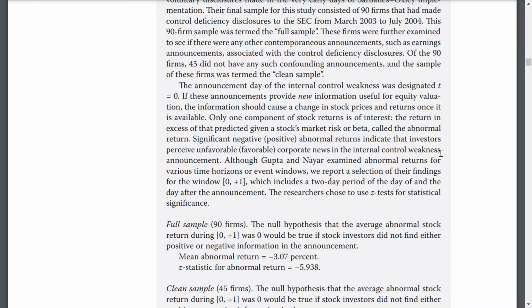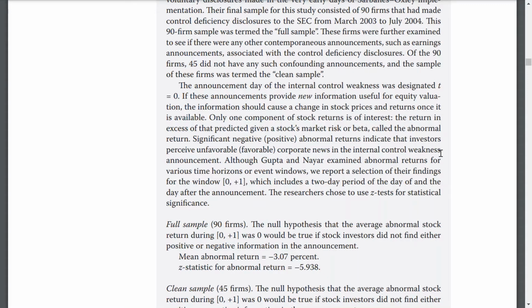This is called abnormal return. Significant negative or positive abnormal returns indicate that investors perceive unfavorable or favorable corporate news in the internal control weakness announcement. Although Gupta and Nayar examined abnormal returns for various time horizons or event windows, we report a summary of their findings for the window 0 to +1, which includes a 2-day period of the announcement day and the day after the announcement.